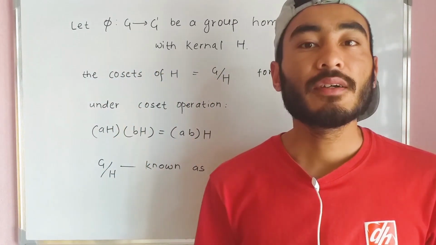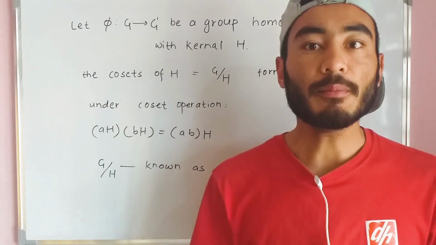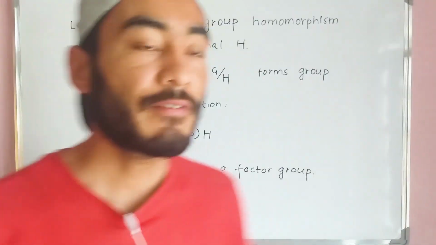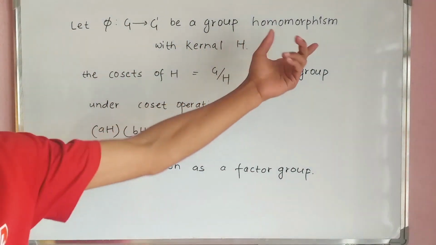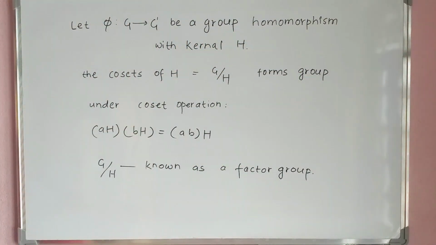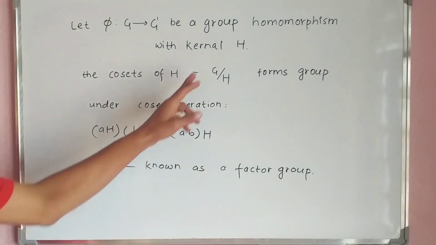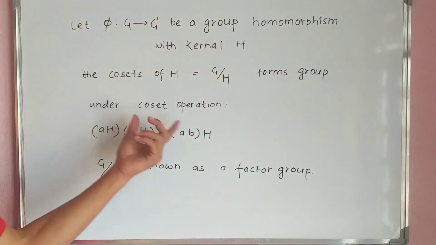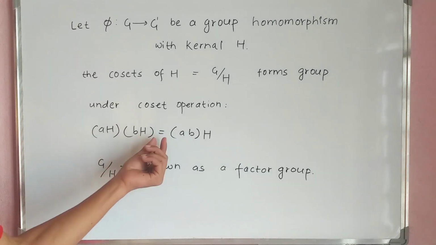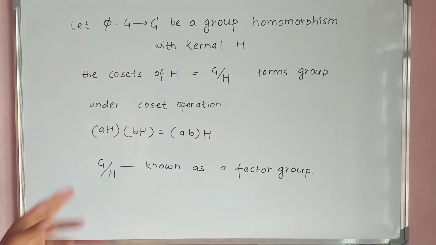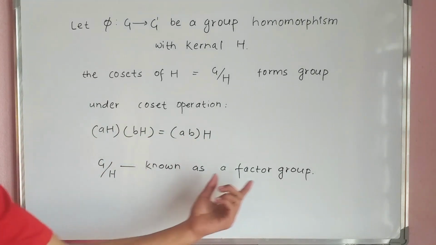Hi everyone, this video is on a factor group of a group homomorphism. It states: let phi from G to G' be a group homomorphism with kernel H. Then the cosets of H in G, G/H, form a group under the coset operation aH bH = abH, and the group G/H is known as a factor group.